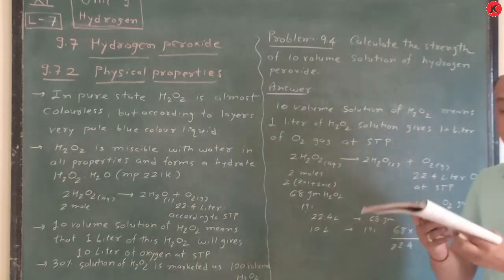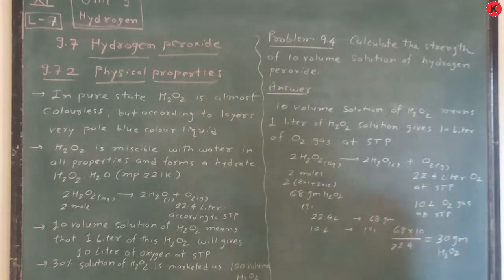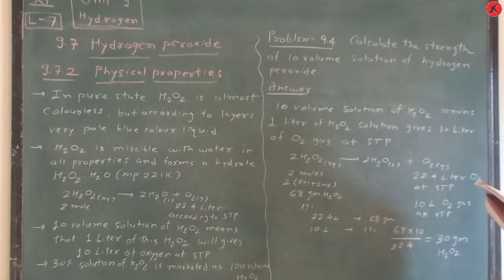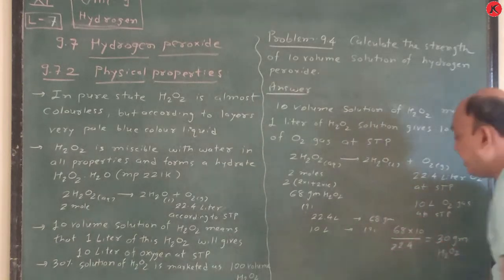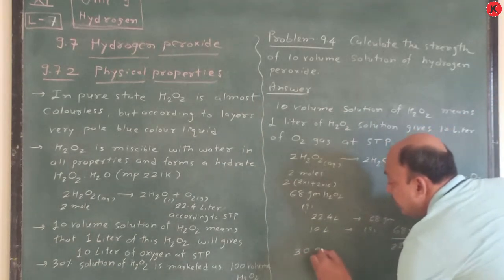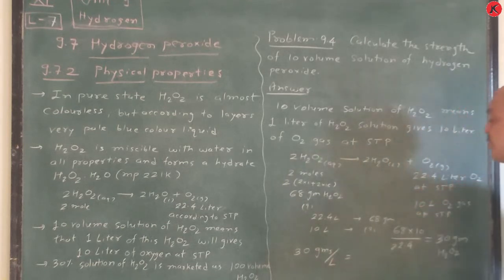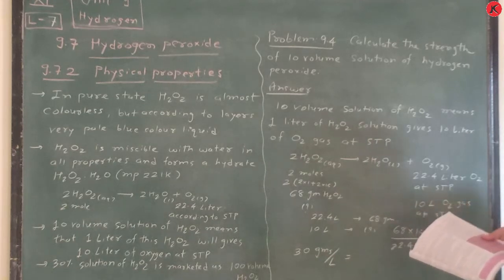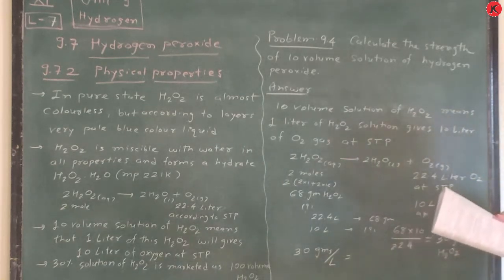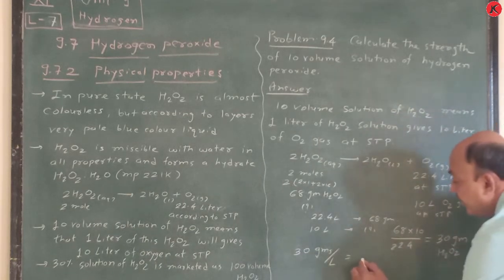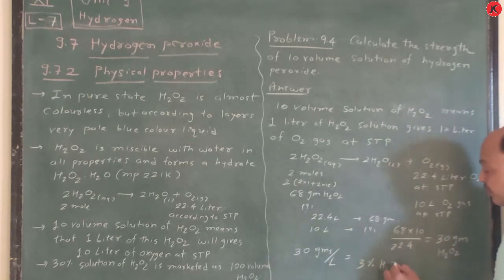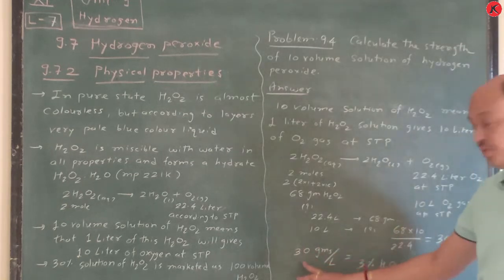Therefore, strength of H2O2 in volume is 30 gram, and this is in 1 liter, so it is a 3% H2O2 solution. So 30 grams per liter. And 30 grams per liter, if we calculate in terms of percentage, gives 3%, because here 10 volume is there. Okay, so here percentage is 3% H2O2 solution. Remember this?